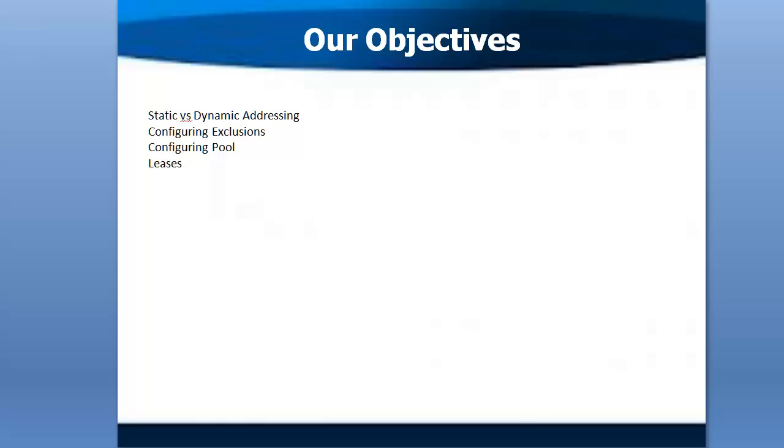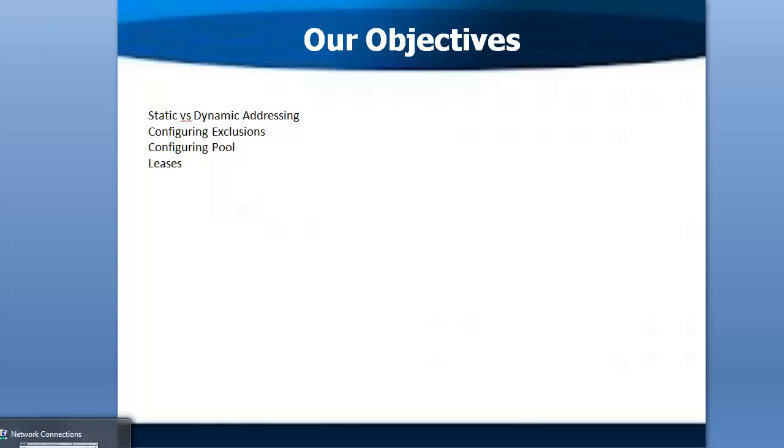What is this? Static addressing is where you, as the administrator, manually go into your network, each end device, and you configure the IP address, the subnet mask, the default gateway, the DNS. You go to each computer and you configure those manually. That is what static addressing is.